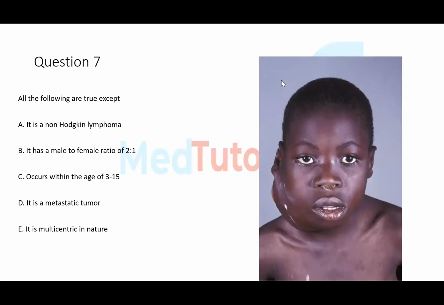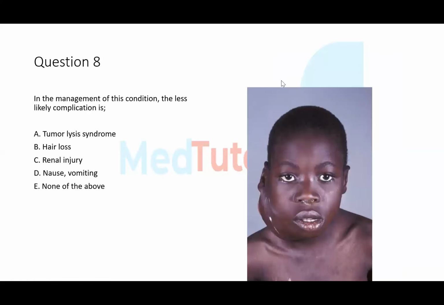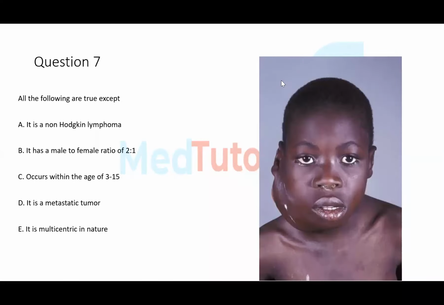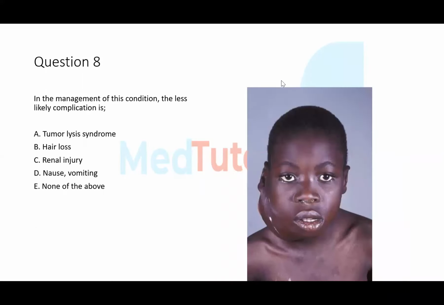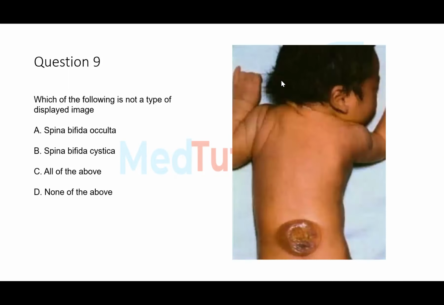It is multicentric in nature. Yes, it is multicentric in terms of the pathology, I mean the histology manifestation when you analyze it. So the next picture: it is chemosensitive. Something we need to know about Burkitt lymphoma is that it is chemosensitive, and it can be treated with medications rather than surgery. In the management of this condition, the following are the likely complications: tumor lysis syndrome, renal injury, nausea and vomiting, none of the above. Of course, when you give chemotherapy, the complications are all the things highlighted in these options. So the answer is none of the above.